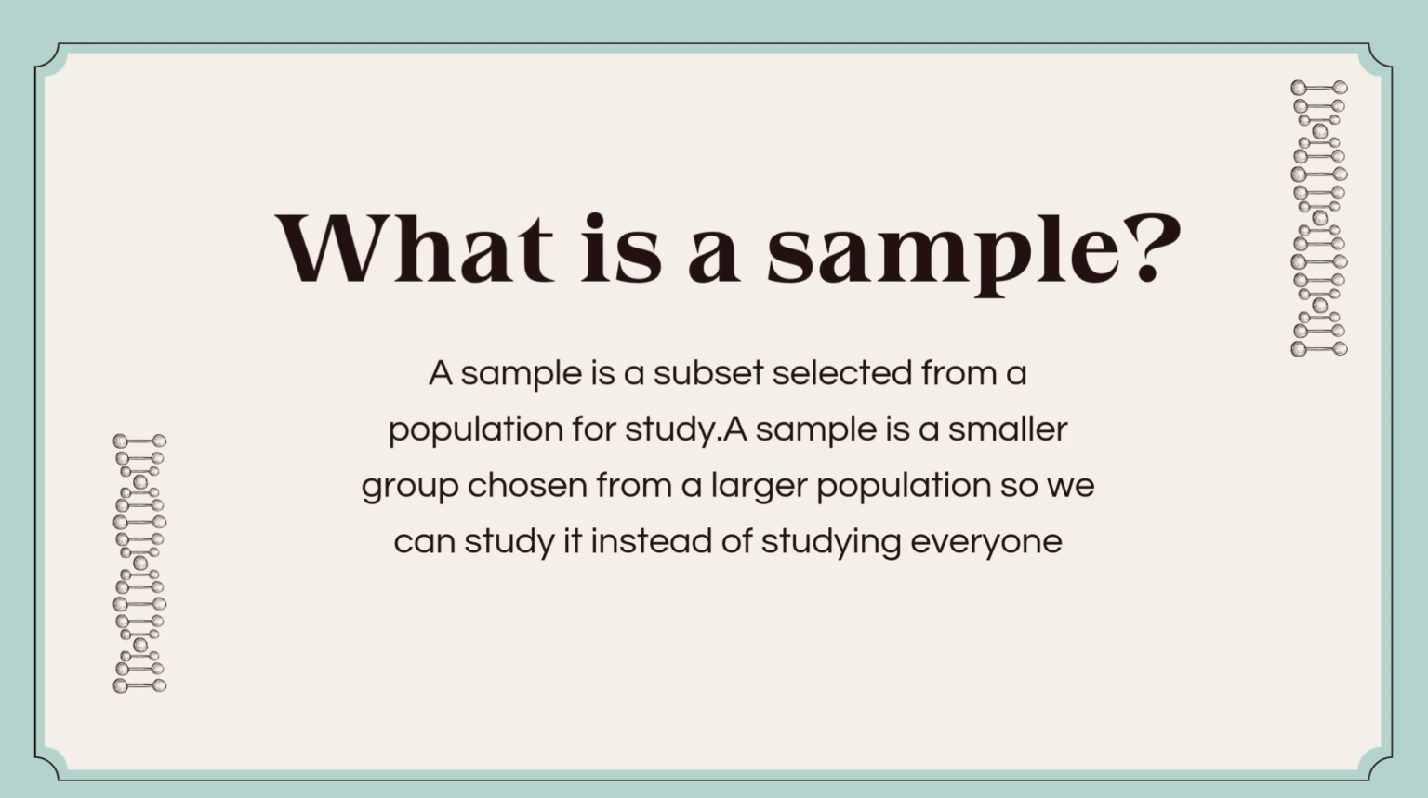So a sample is a smaller group chosen from a larger population so we can study it instead of studying everyone. For example, you don't want to study everyone in your school. You can pick a subset, you can pick a particular department to study. So that's what a sample is: a subset selected from an entire population.